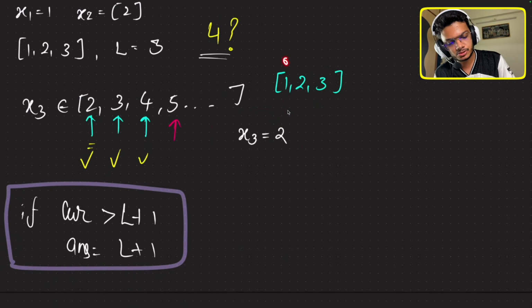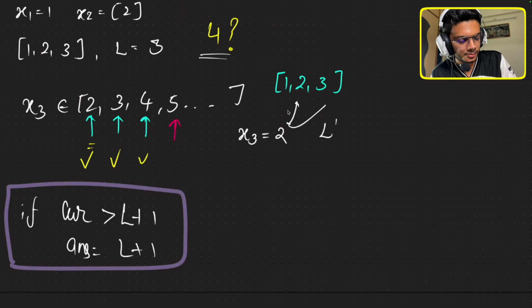Any of the subsets corresponding to these sums, right? So if you decide to put it with 2, you will get sum 4. If you decide to put it with 3, you will get sum 5. In other words, the new L, let me call it L dash, will actually be equal to 5.